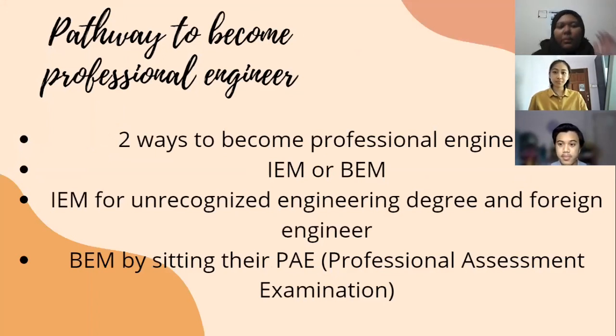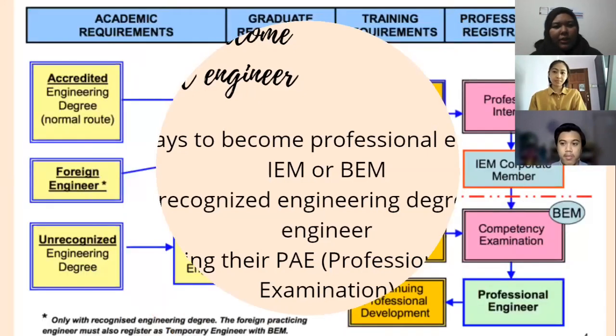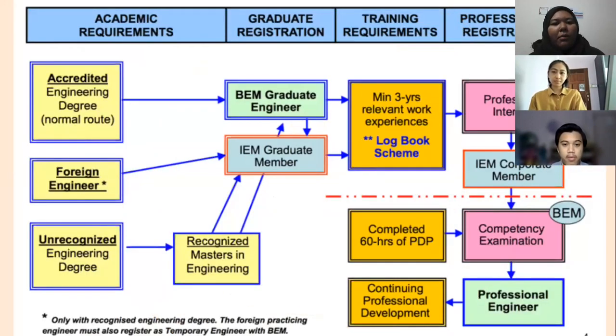Okay, the pathway to become a professional engineer. There are 2 ways, which are IEM or BEM. IEM is the Institution of Engineers Malaysia, and BEM is the Board of Engineers Malaysia. IEM is usually for unrecognized engineering degrees or foreign engineers. Other than that, for BEM, to become a professional engineer they need to sit the PAE, which is the Professional Assessment Examination. This is a photo of the pathway to become a professional engineer.